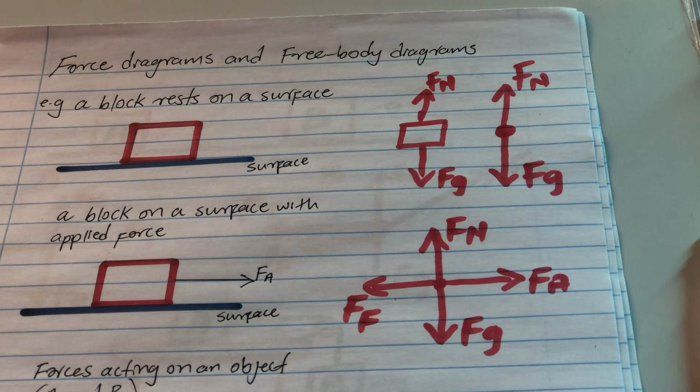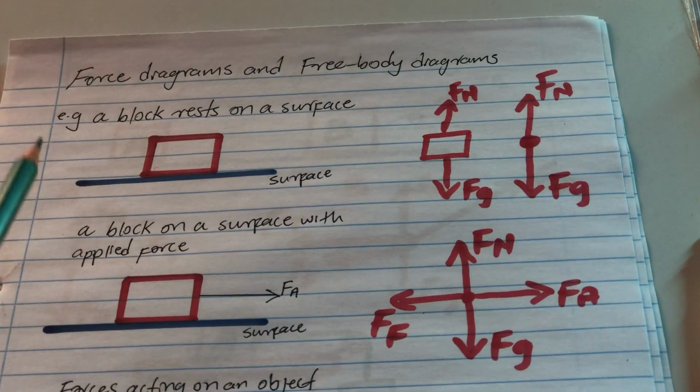So I'm going to do maybe 5, 6, 7 examples where one is required to draw a force diagram or a free body diagram of an object on a surface. I will only do one example of a force diagram, but the rest will focus on a free body diagram. Let's start with the first one.